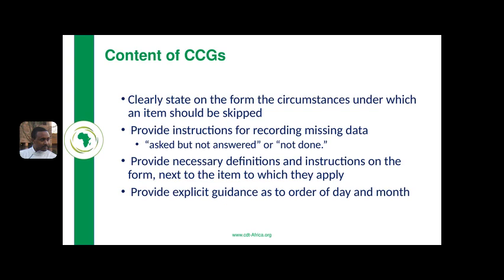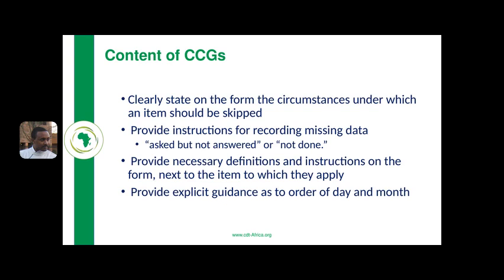The other issue is we need to provide necessary definitions and instructions on the form just next to the item to which they apply. This kind of approach will facilitate the understanding of the form completers and hence they are going to have a positive impact on the quality of data.